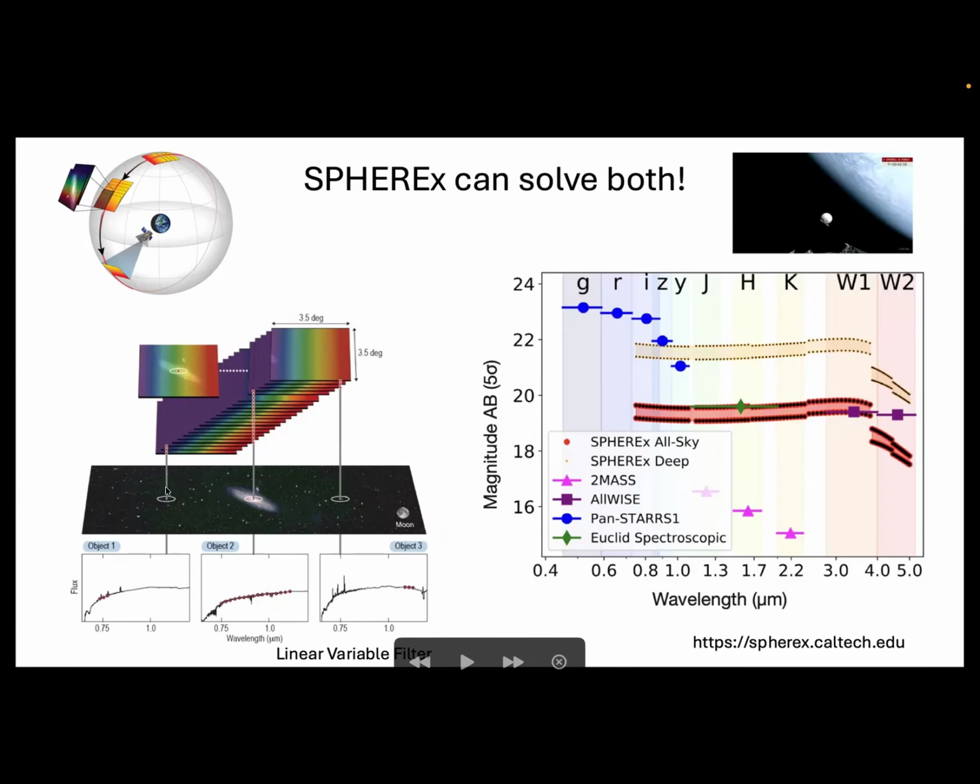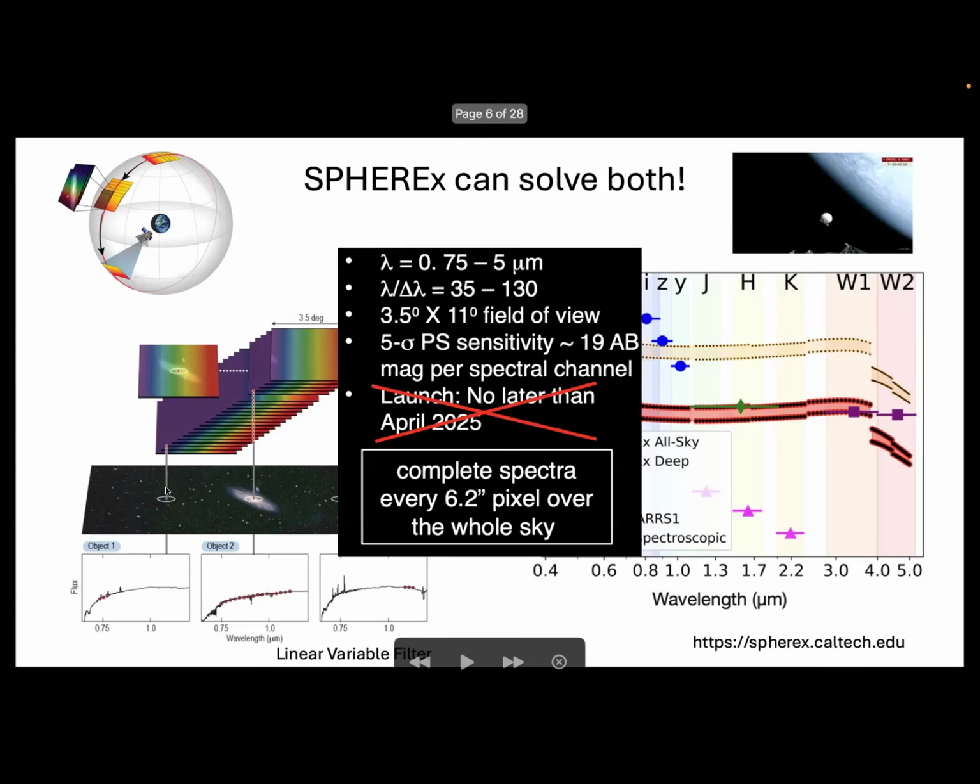The sensitivity of SPHEREx looks like the plot on the right-hand side. The yellow is the all-sky survey and the red is the deep survey. Deep means there are two regions of the sky, the south and the north pole, where SPHEREx scans multiple times. So it has deep observation, but mostly all-sky. This is the depth of SPHEREx. In summary, from 7,500 angstrom up to 5 micron, it has spectral resolution, wide field of view, and a 19 AB magnitude sensitivity. It produces a complete spectrum of the whole sky over 6.4 seconds.